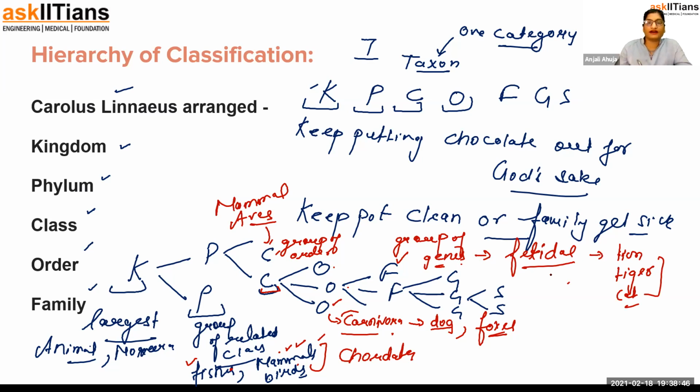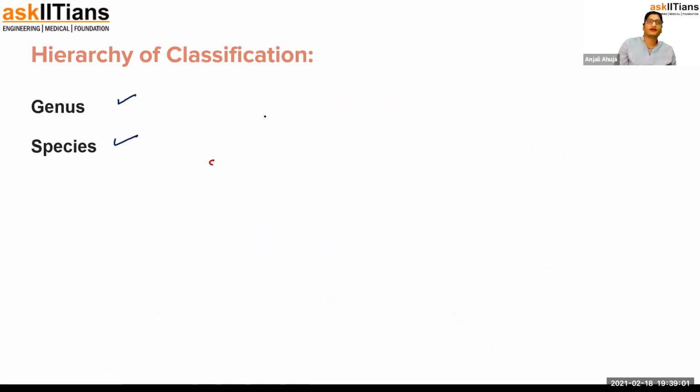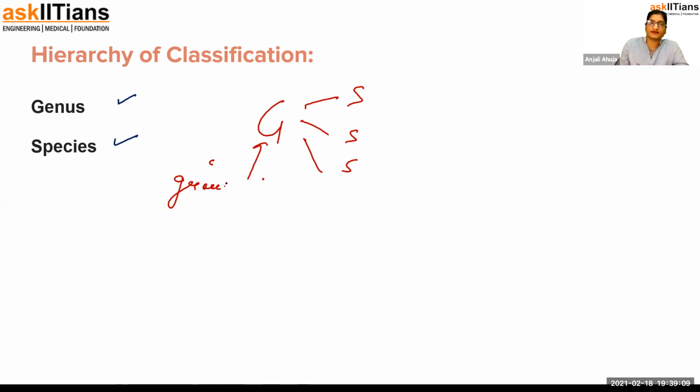Now, the same thing you will do in the case of genus. Genus is further categorized into species, right? So about the genus, you will say this is a group of related species. There is a maximum number of genus, but not more than the species itself. So it's a group which is closely related.